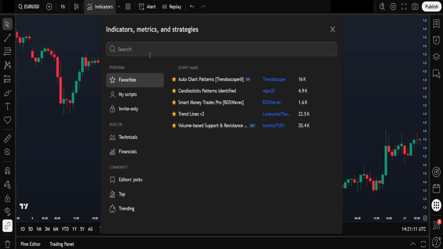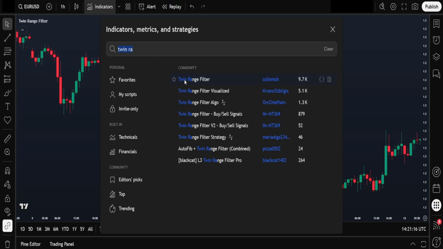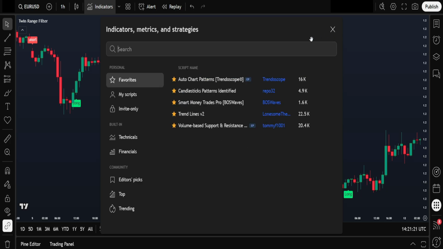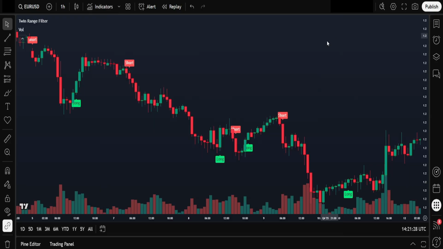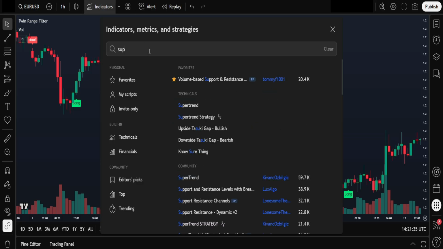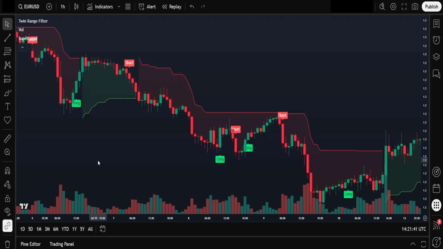Open the Indicators window. First, add Twin Range Filter by ColinMck. This will be our entry trigger, so remember, this one is about timing. Next, add Volume by TradingView. We will use it to check participation, so it answers a simple question. Is there enough activity to push price? Finally, add SuperTrend. This one decides direction. If you are setting this up with me, take a second to confirm all 3 are visible. When you are ready, we will lock the settings so each indicator does one clear job.